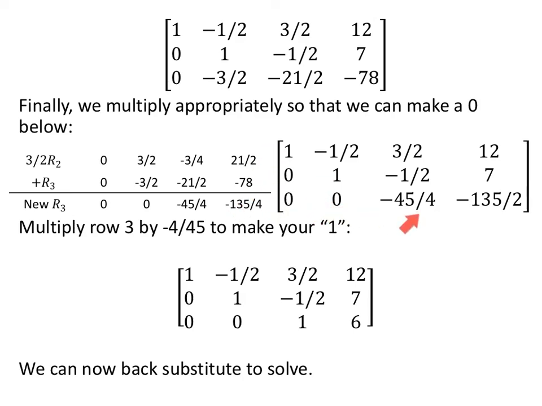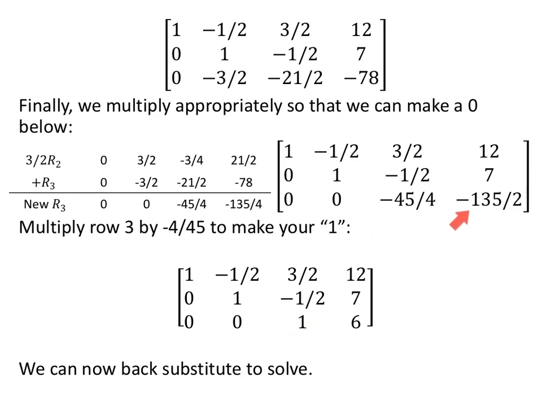I need a 1. In order to make a 1, I multiplied by a half in my previous 2 steps to make 1s. But think of it as the reciprocal. I'm going to multiply by the reciprocal in order to make a 1. Always. It's the multiplicative inverse. So when I multiply negative 45/4 by negative 4/45, I get 1.